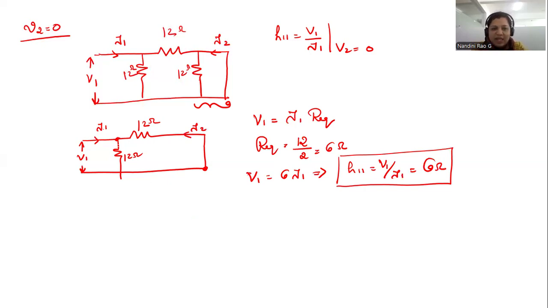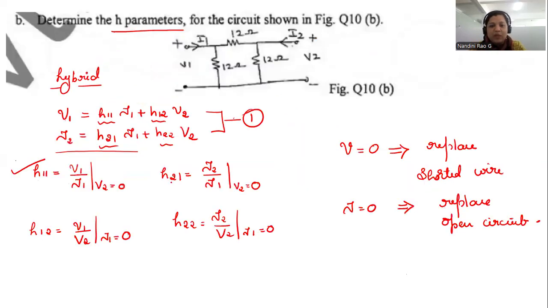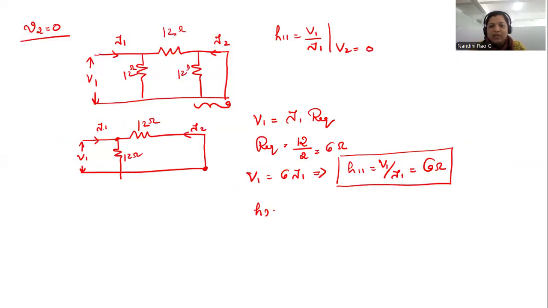So now, using the same circuit, I will find the next one. What is that? H21 equal to I2 by I1 when V2 equal to 0. Okay, you see now what exactly I'm going to do. I'll just apply nodal analysis here. Okay, apply nodal analysis at this particular part. What is the voltage at this particular node? It is V1, correct? So now I will write I1 minus V1 divided by 12, correct?